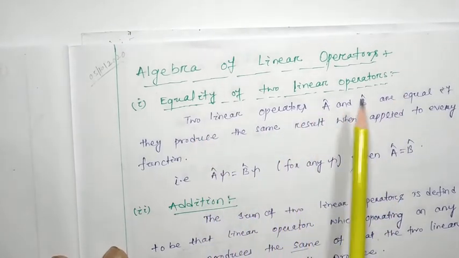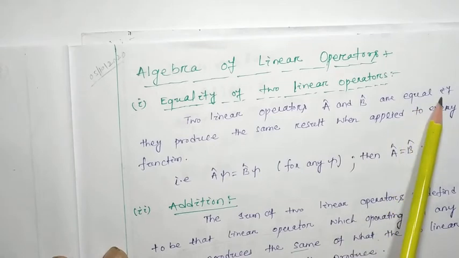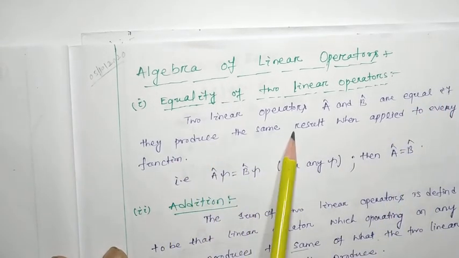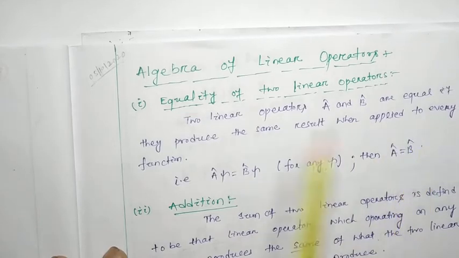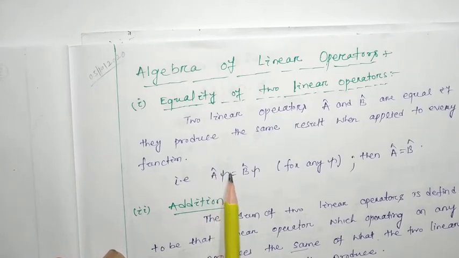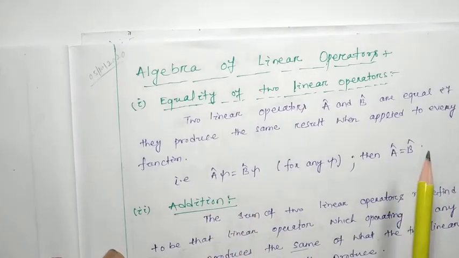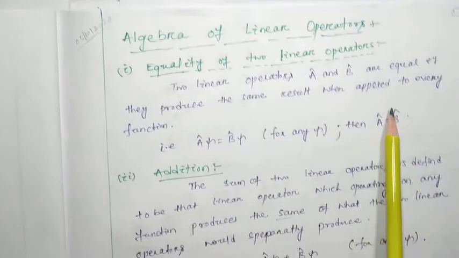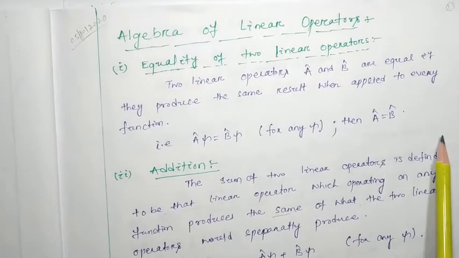Two linear operators, suppose A cap and B cap, are equal if they produce the same result when applied to every function. That is, suppose psi is the function and I apply operator A, whatever result I get, B applied to psi gives the same result. Whatever function we consider, we get the same result with either A or B. So A cap is equal to B cap. This is the so-called equality of two linear operators.